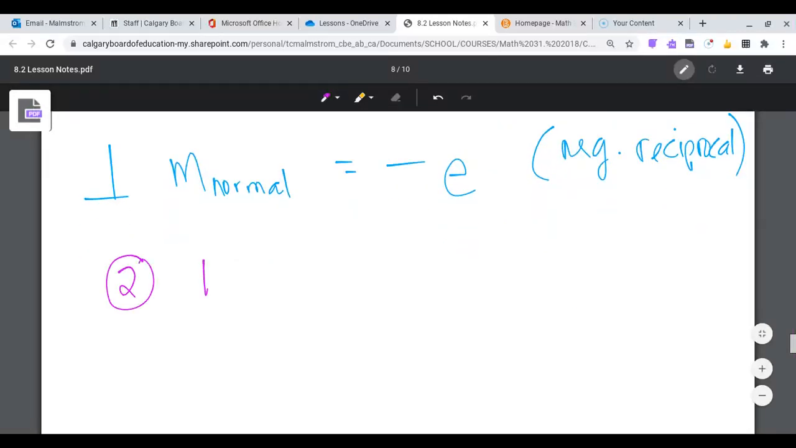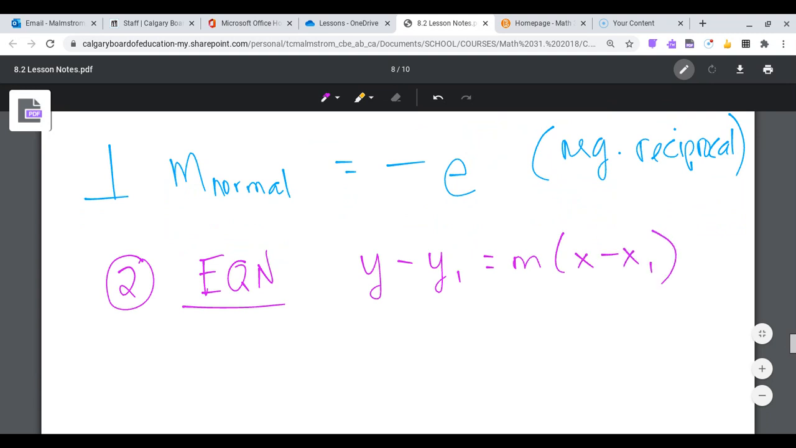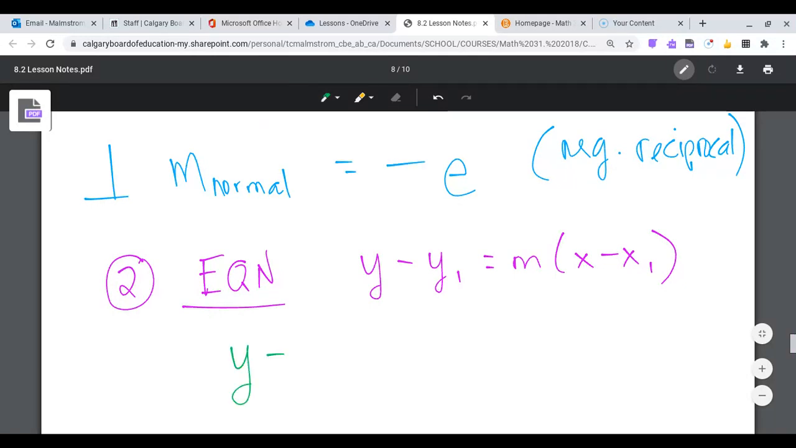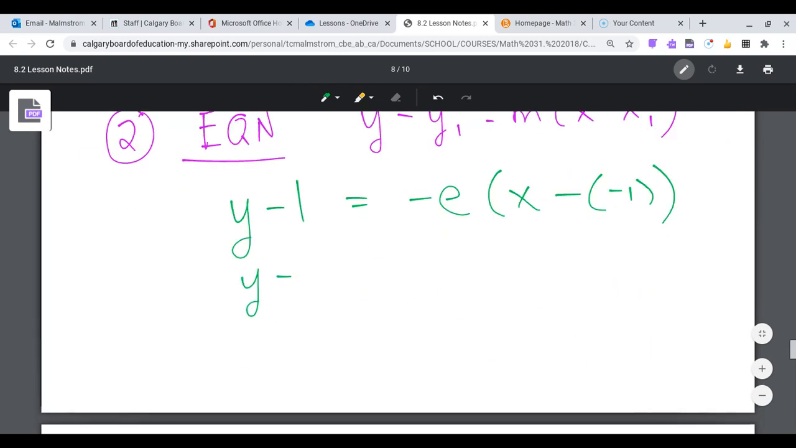Step 2, what would be the equation? Okay, now I'm partial to y minus y1 is equal to m times x minus x1. You do what you need to do to find your equation. And we're going through the point -1, 1. So what do we have? y minus 1 equals negative e as my slope, x minus -1, or x plus 1. You could just write that. So y minus 1 is equal to negative e, x plus 1.